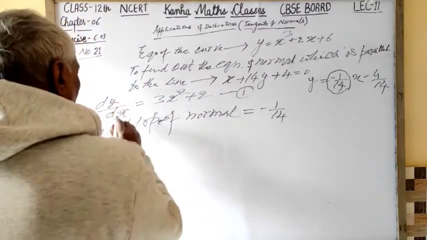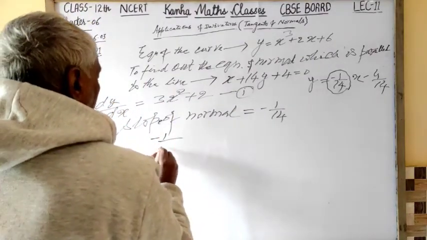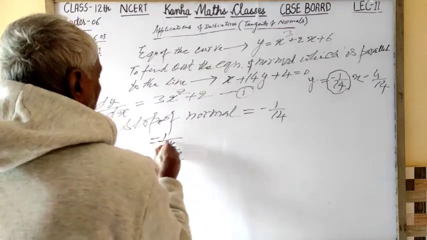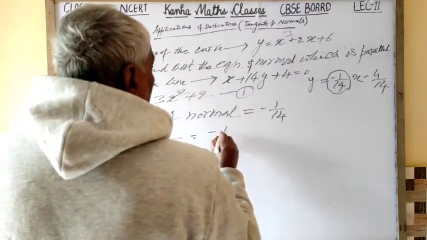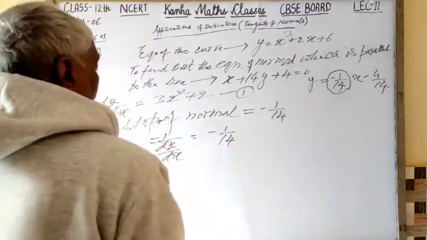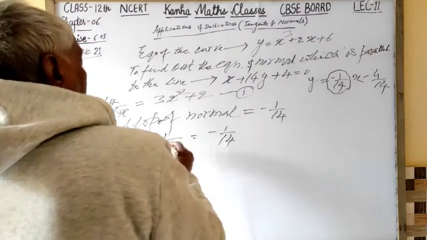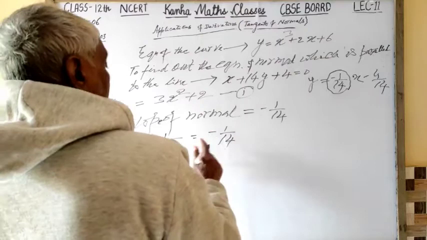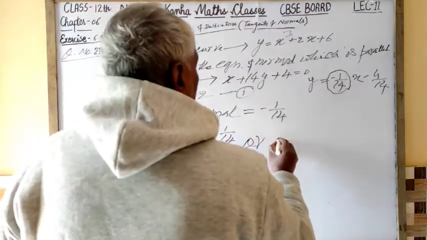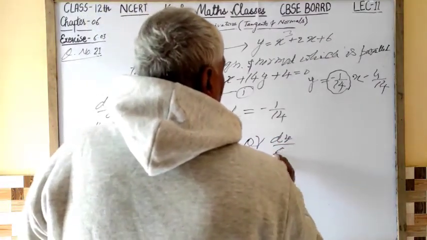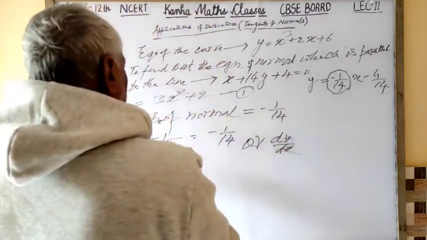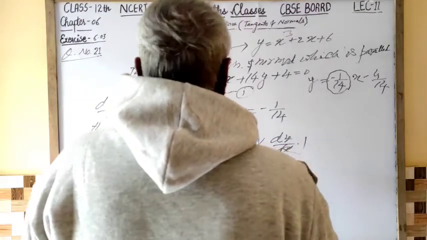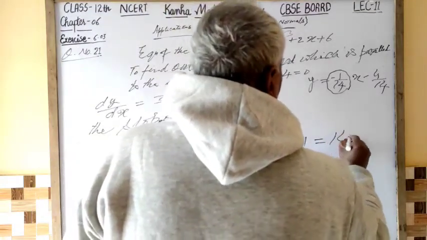But slope of normal will be equal to minus 1 upon dy by dx, which is equal to minus 1 upon 14. The minus sign on both sides will become plus, so by cross multiplication dy by dx into 1 is equal to 14.